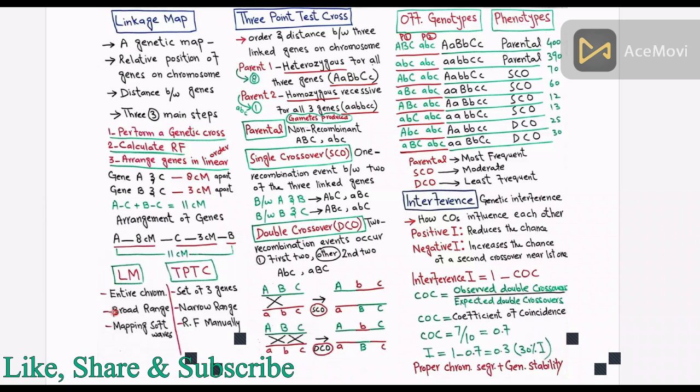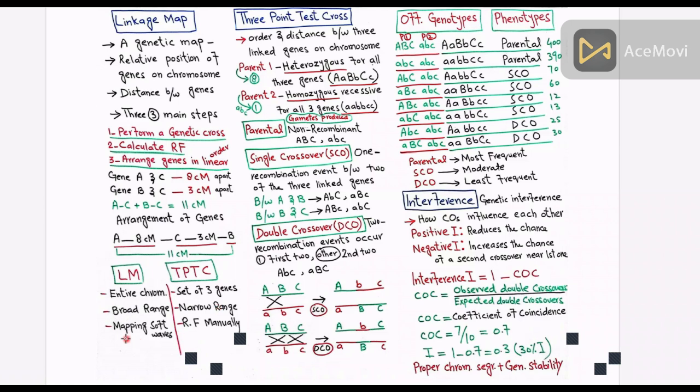has a broad range, covering many genes across a chromosome or genome. On the other hand, the 3-point test cross has a very narrow range, only focused on 3 genes at a time.